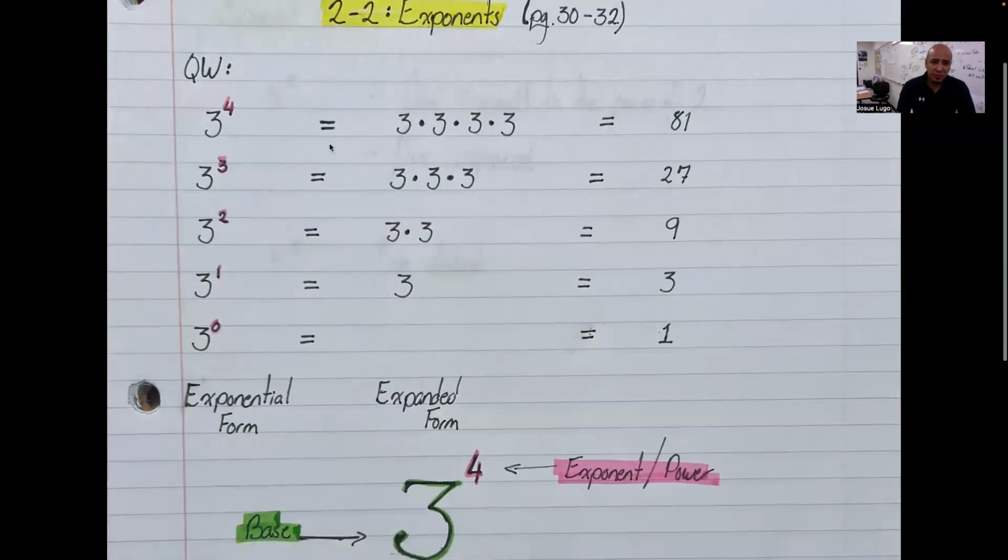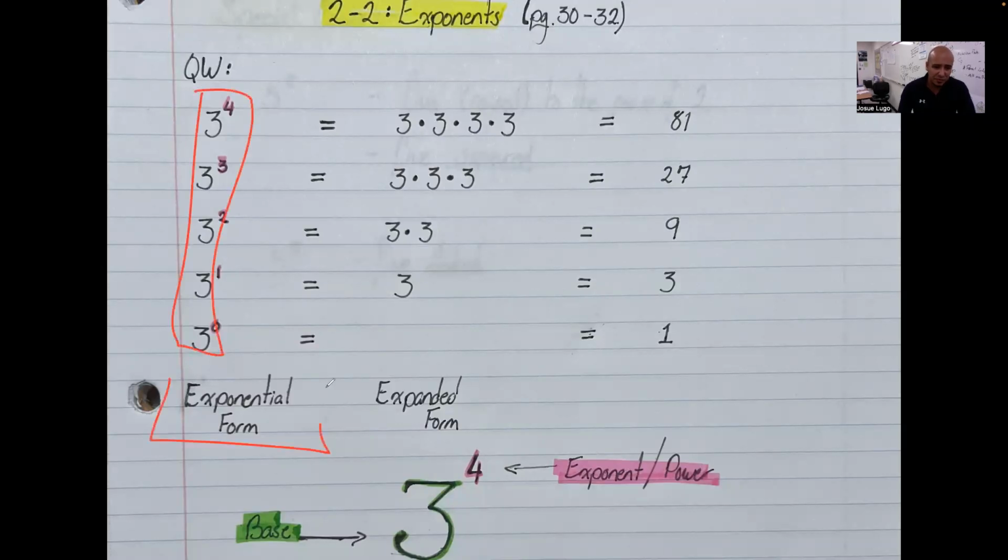Now, a few more things to keep in mind. Whenever you have something written with an exponent, like we see here, we call that exponential form, which makes sense because we have an exponent, so that would be the exponential form of the expression.